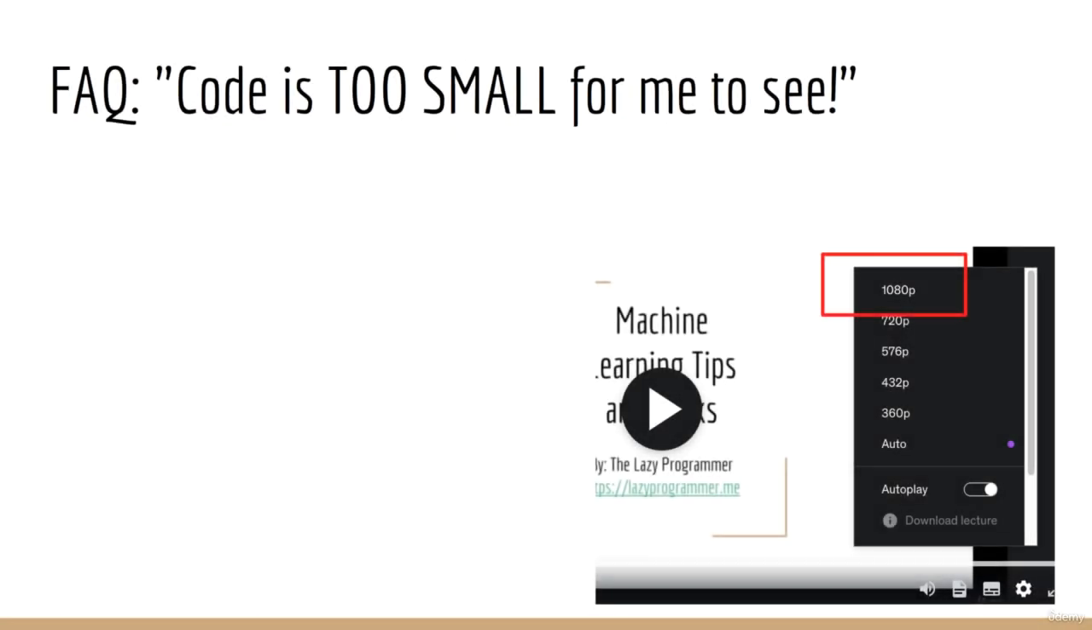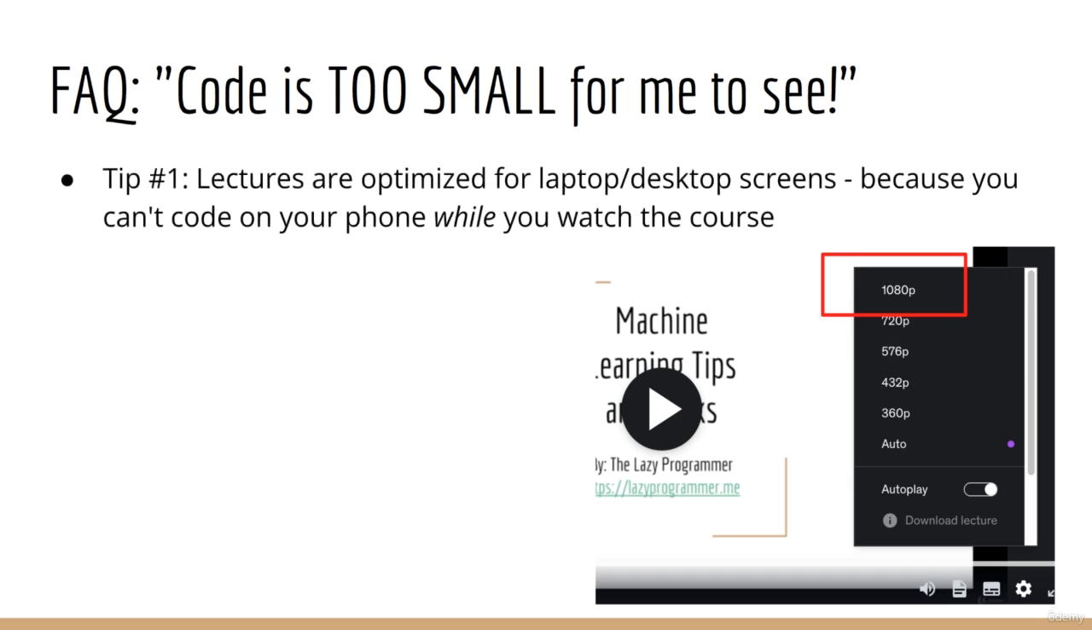Now, one question I get sometimes is that the code in the videos is too small or too blurry to see. So firstly, please note that this course has been optimized to be viewed on a desktop or laptop computer. It wasn't really designed to be viewed on, say, your smartphone, because you can't simultaneously write Python code on your smartphone, at least not with today's smartphones. So that's tip number 1. Make sure you are using a full-size screen and not a smartphone screen.